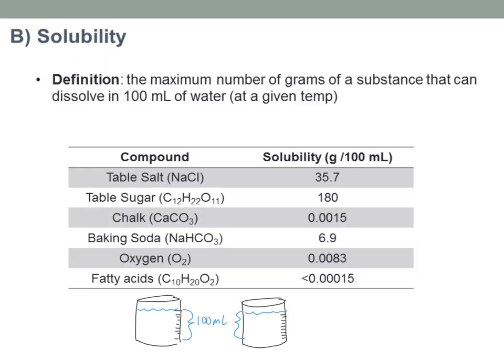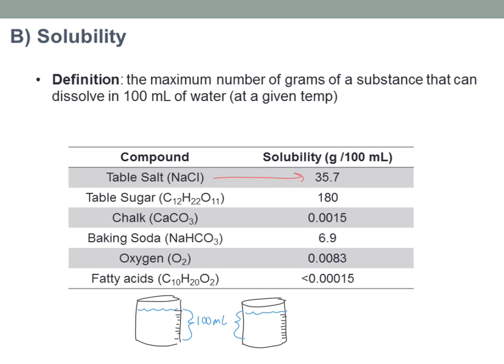Now, when we talk about solutions, something that we need to talk about is this idea of solubility. And solubility is just defined as the maximum number of grams of a substance that can dissolve in 100 milliliters of water. So if you take something that we know is soluble, for example, salt, salt water's solubility is 35.7 grams per 100 milliliters. That means you can dissolve just shy of 36 grams if you had 100 milliliters of water. You have more water, you can dissolve more stuff. You have less water, you can dissolve less stuff.